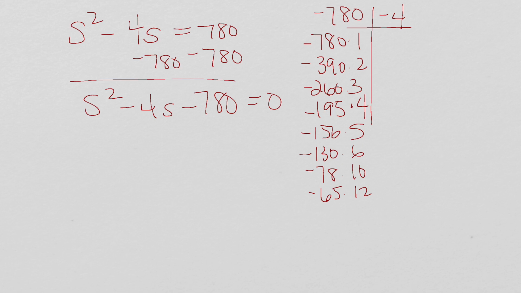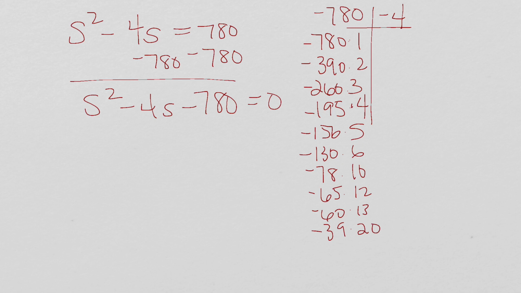I don't think it's divisible by 13. It is 13, so negative 60 times 13. Still have to go a little bit further. I'm going to try some bigger numbers. Let's try like 20. So what's 780 divided by 20? It is, so that's negative 39 and 20.